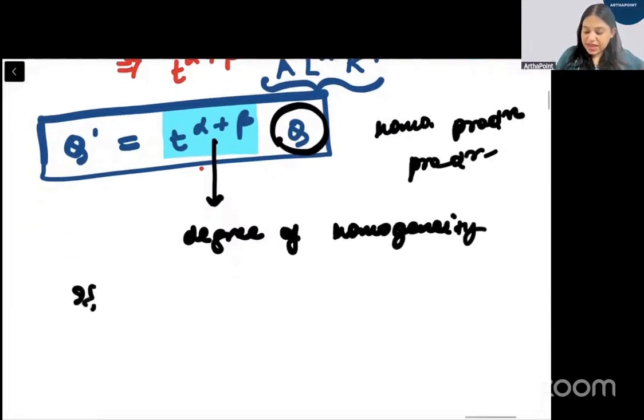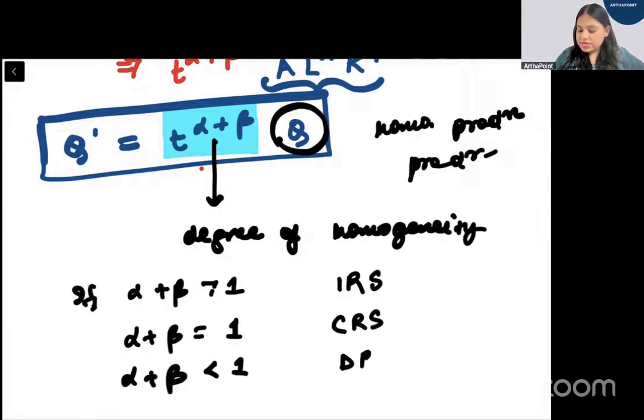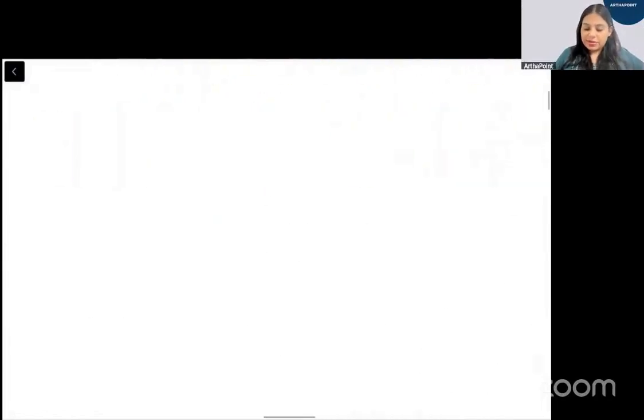Now, if this alpha plus beta is greater than 1, meaning when we scale labor and capital, output will scale more than that. If you double labor and capital, output is more than doubling. When alpha plus beta is more than 1, it is called increasing returns to scale. If alpha plus beta is exactly equal to 1, constant returns to scale. If alpha plus beta is less than 1, decreasing returns to scale. So this power will determine what returns to scale you have. Okay. Let's come back here.